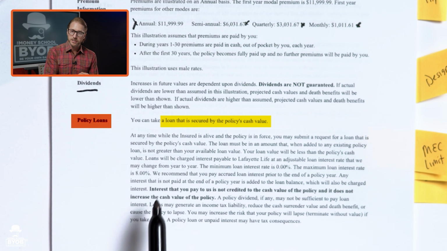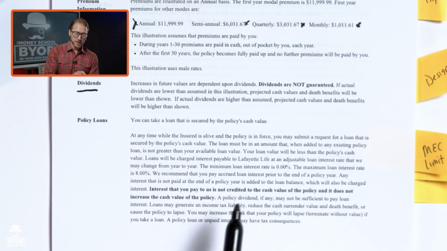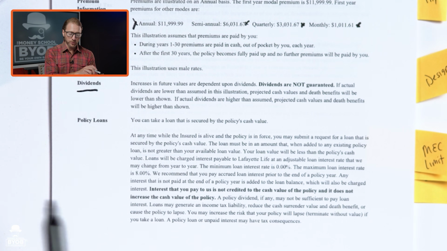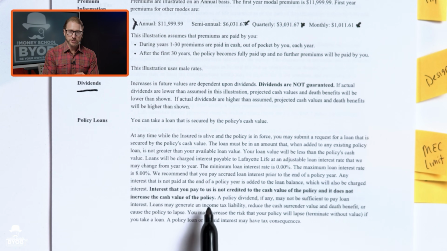Now, this is an important piece, and it's in bold, so I want to preface this. Interest that you pay to us, meaning the insurance company, is not credited to the cash value. A lot of people think when they pay the interest on the loan that it's credited to their cash value, but it's not. You're still earning interest and dividends because this particular company is a non-direct recognition company, so your full cash value is earning interest and dividends, but they're just telling you here that the interest you pay on the loan is not credited to the cash value and does not increase the cash value.